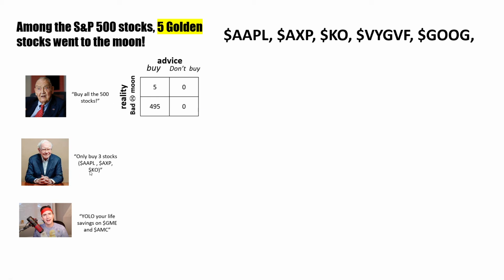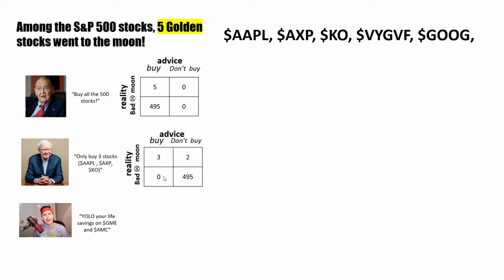How about the confusion matrix for Warren Buffett? Well, he told you to buy 3 stocks. All of those 3 were among the ones that went to the moon. So of the moon stocks, he told you to buy 3, but he failed to tell you to buy the other 2, right? So in other words, by telling you to only buy Apple, American Express, and Coca-Cola, he told you to not buy Voyager and Google, right? So the 2 would be the value for this cell.